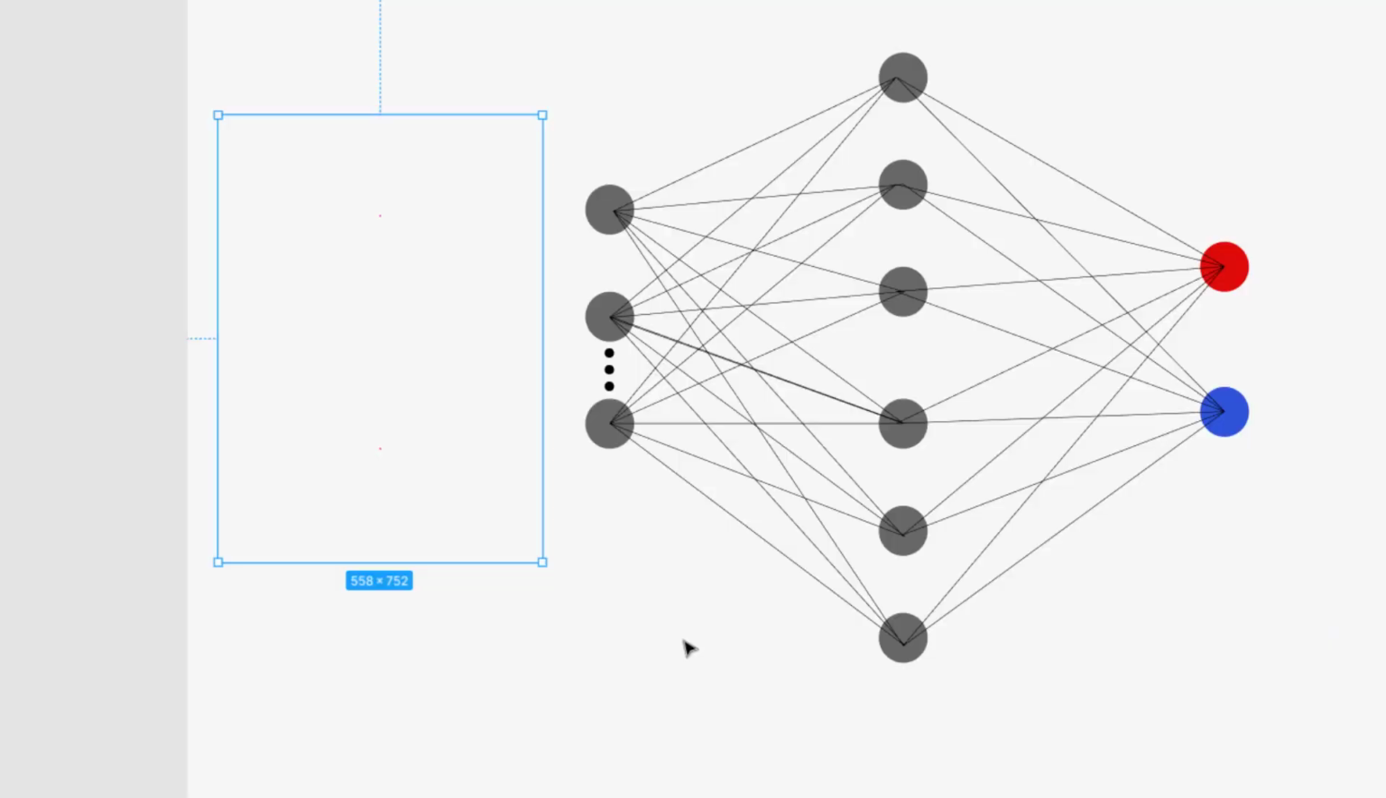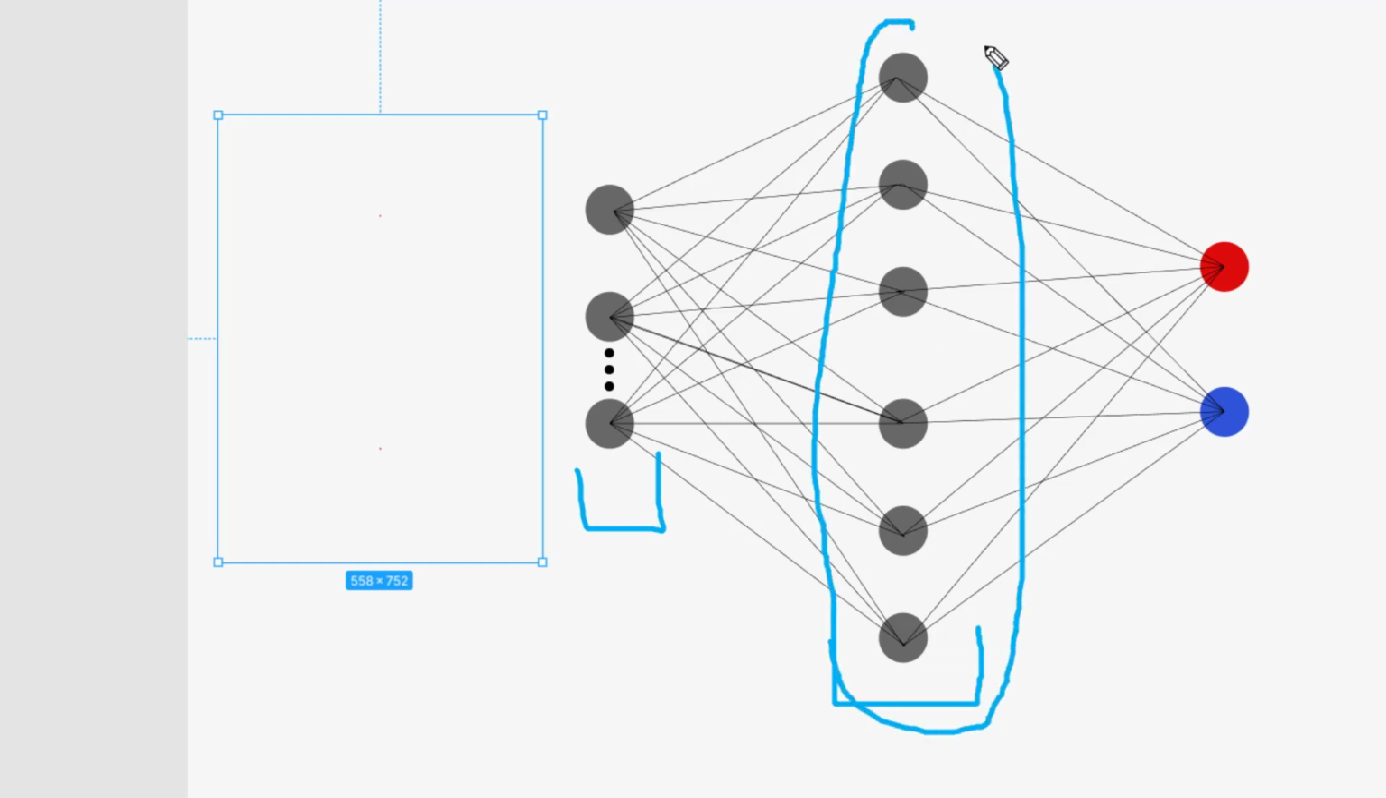In essence, you could look at a neural network as a machine learning algorithm made of an input layer, several hidden layers. In this case, we're just dealing with one hidden layer. So we have this hidden layer right here. This is the hidden layer. This is the input layer, and then an output layer.